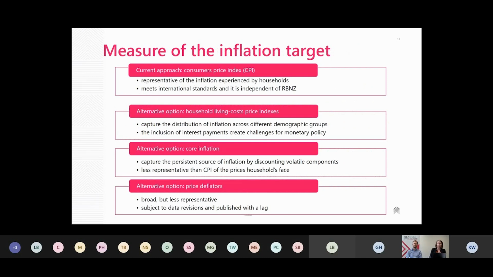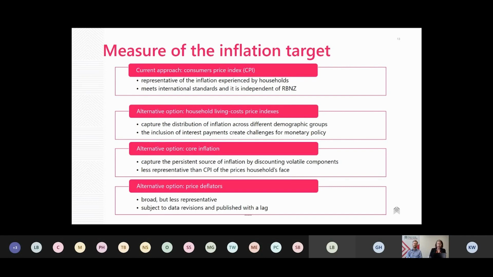Currently, most central banks, like us, use the Consumer Price Index, or CPI, as the measure of inflation to target. It has lots of the features that we're looking for in a good inflation measure. It's representative of the inflation experienced by households. It's produced independently of the Reserve Bank, and it meets a set of international standards. But it's not the only option.